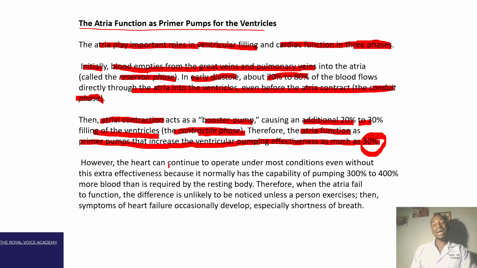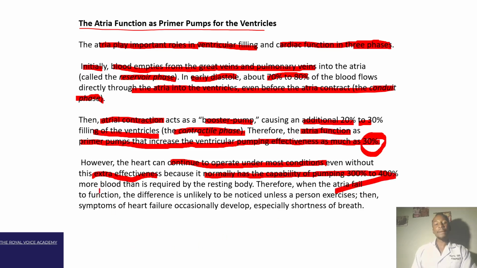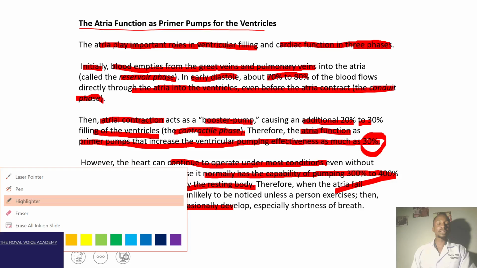However, the heart can continue to operate under most conditions even without this extra effectiveness, because it normally has the capability of pumping 300 to 400% more blood than is required by the resting body. Therefore, when the atria fail to function, the difference is unlikely to be noticed unless a person exercises. Then symptoms of heart failure occasionally develop, especially shortness of breath. And you've heard of people having what you can call atrial heart failure.